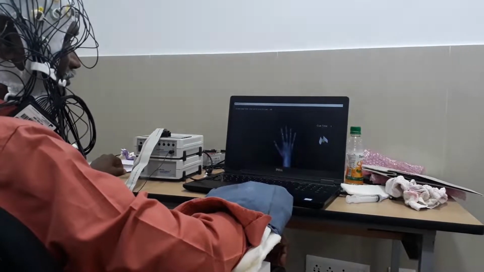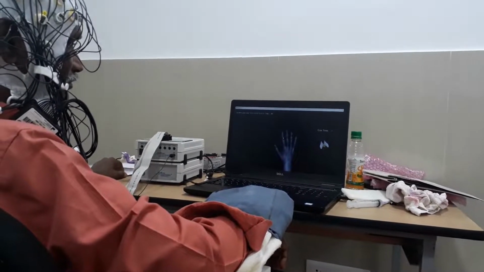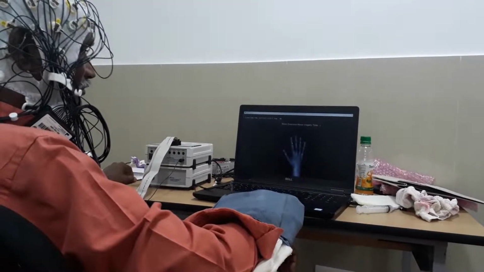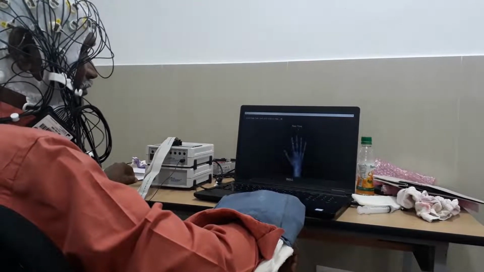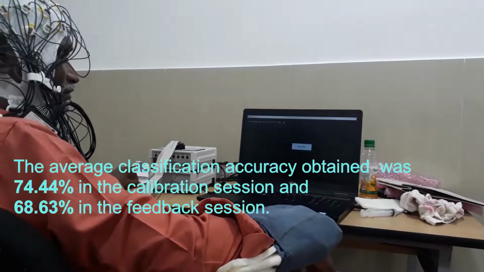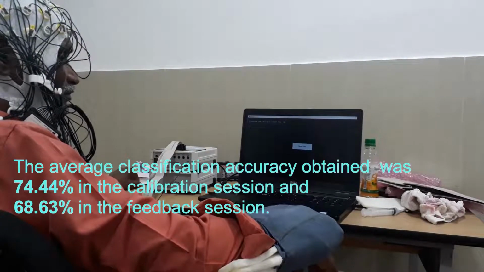The classification accuracy obtained for this patient was 76% during the feedback session. The average classification accuracy obtained for all the 16 subjects was 74.44% in the calibration session and 68.63% in the feedback session.